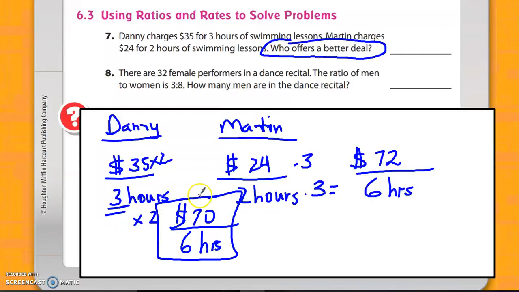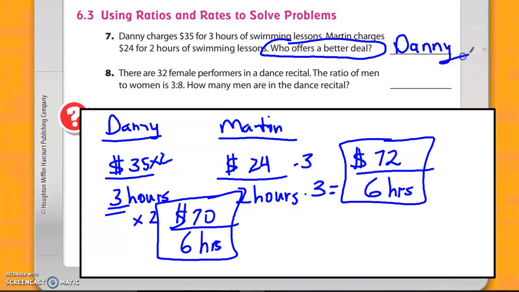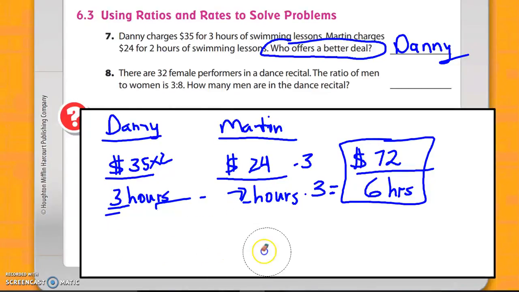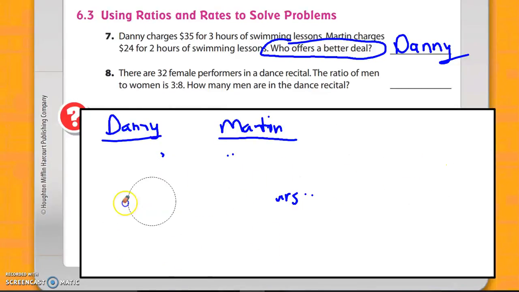So now we're comparing these. And it says who offers the better deal. Well, if they each worked for 6 hours and Danny charged 70, that's a little bit cheaper. So I'm going to say Danny. Now that's not the only way to solve this. I think what I'll do here is show you an alternative way. I'm going to go back to how I had it set up. And I'm probably just going to start over actually.